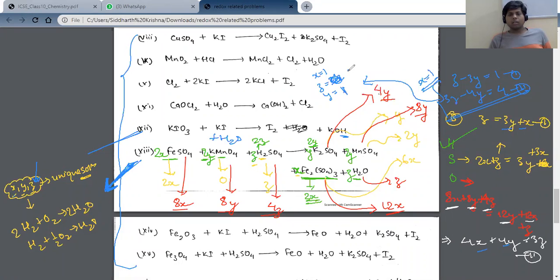Yes, sir. Y equals 1 by 5. Are you sure? Z equals 3 by 5. And Y equal to? See, Z cannot be 3 by 5.